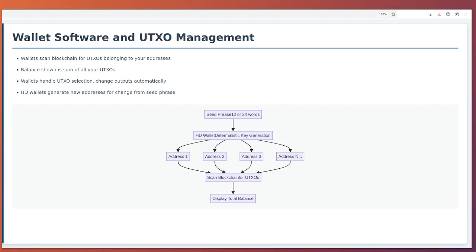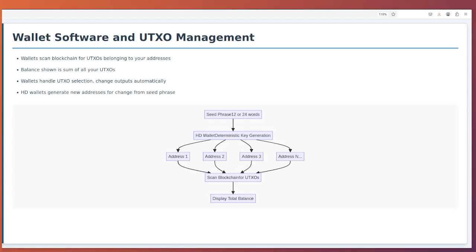Advanced wallets offer coin control features, letting you manually select UTXOs. This is useful for privacy-conscious users who want to avoid linking certain UTXOs together. Some wallets show UTXO age and size, helping you make informed decisions.